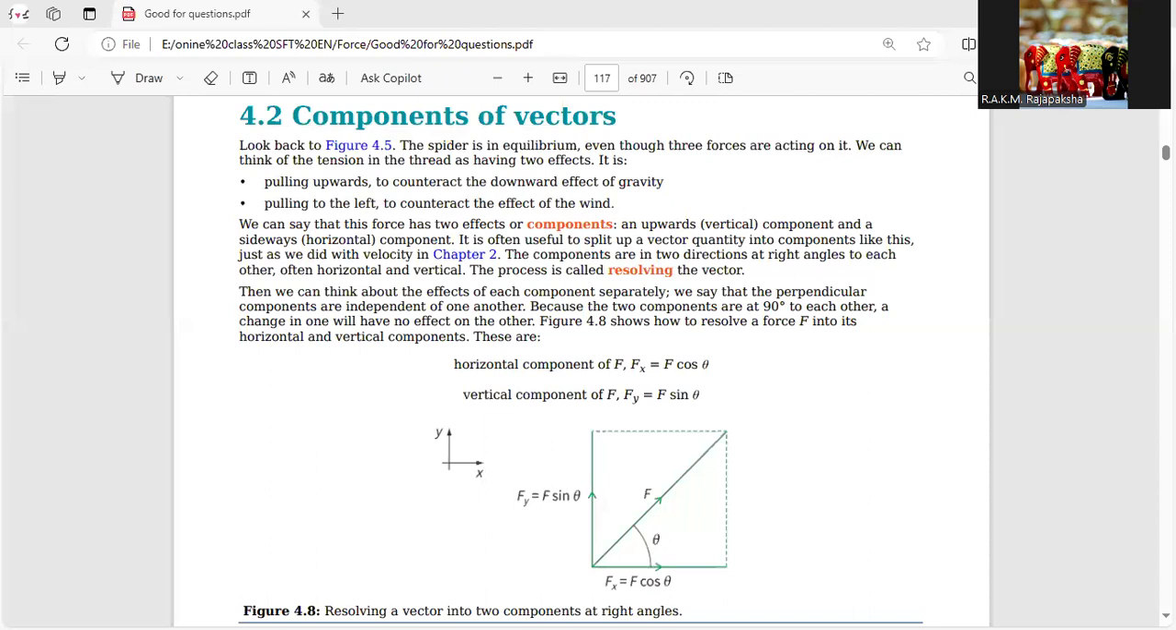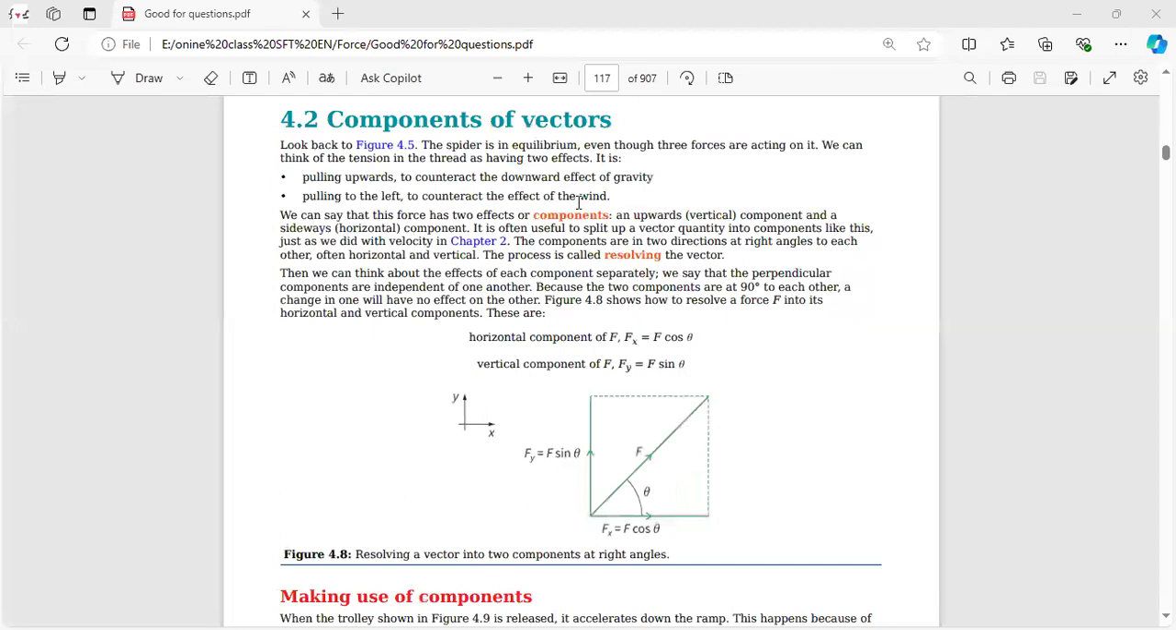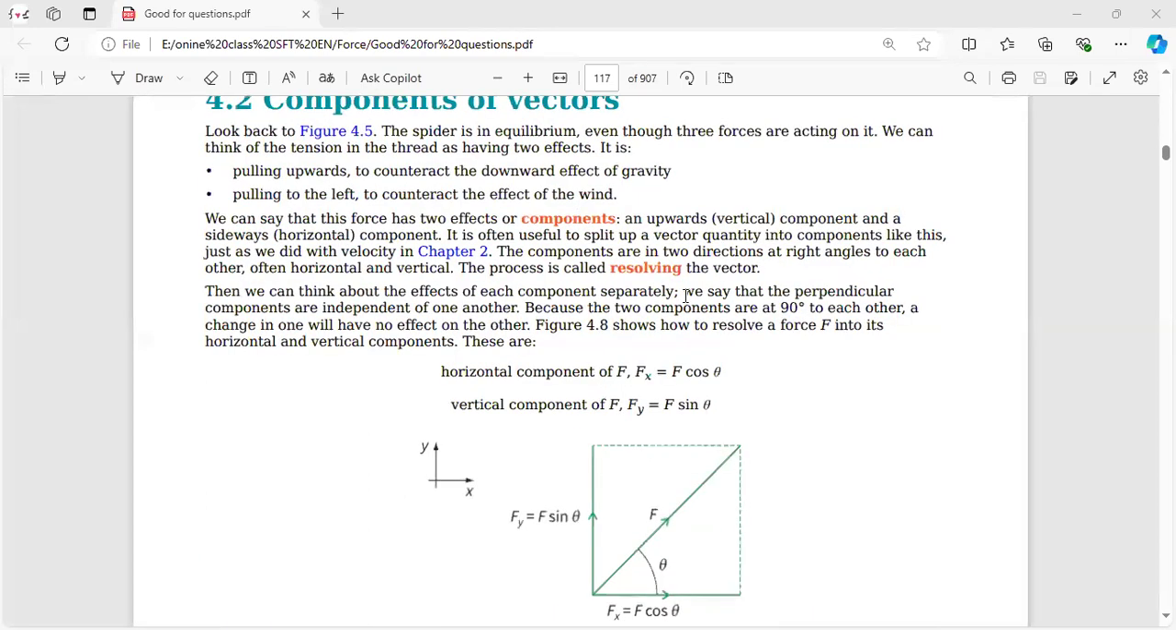Right. Okay. In the previous session, we discussed the components of vectors, right? And basically, we identified that we can take a force or any kind of vector. It may be displacement, it may be force, and that can be split up into two separate components, the vertical component and the horizontal component.